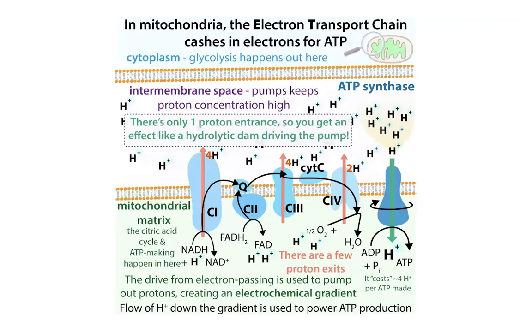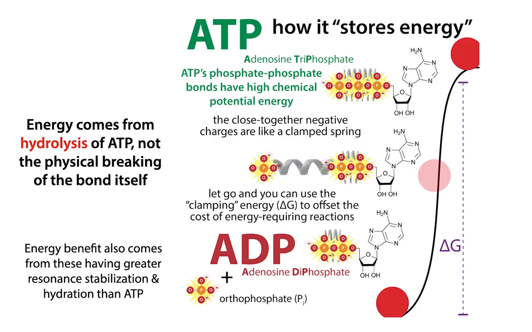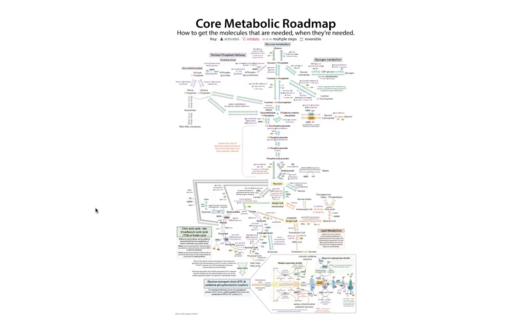The NADH and FADH2 that carry the electrons you're passing off are then going to go to the mitochondria, where they can cash in those electrons for ATP. And so in the next lesson, we're going to talk about how we can use ATP as a form of energy currency.